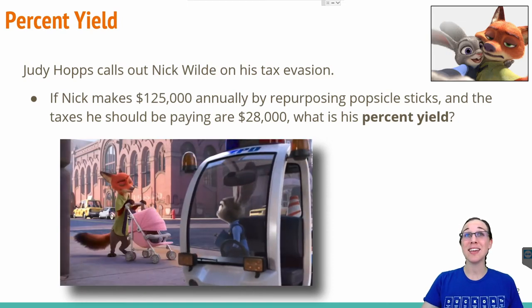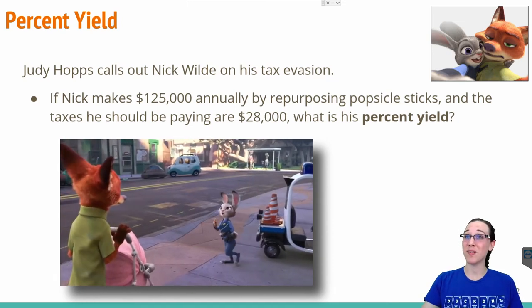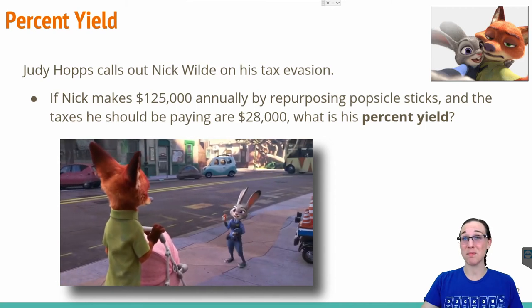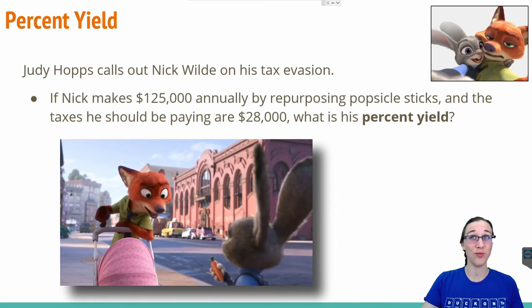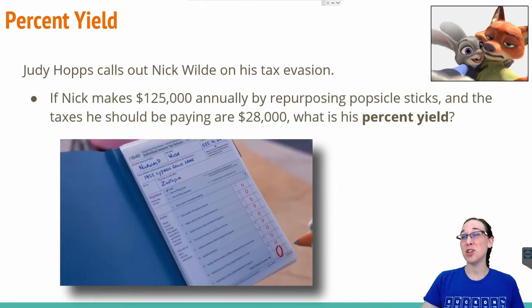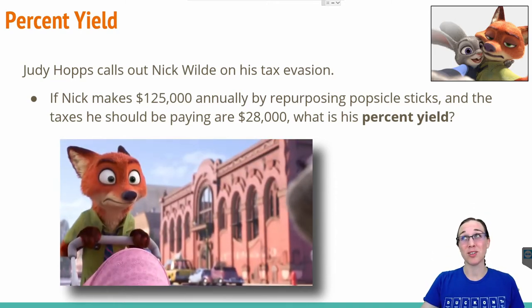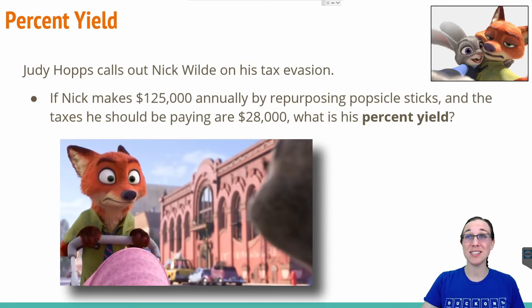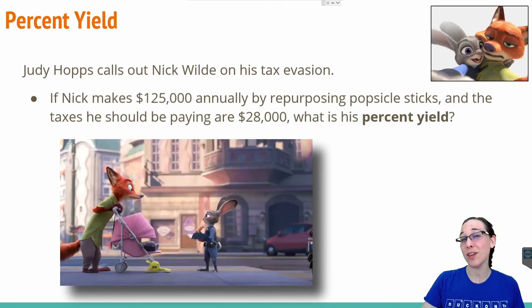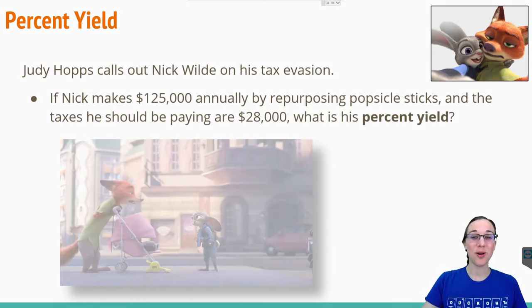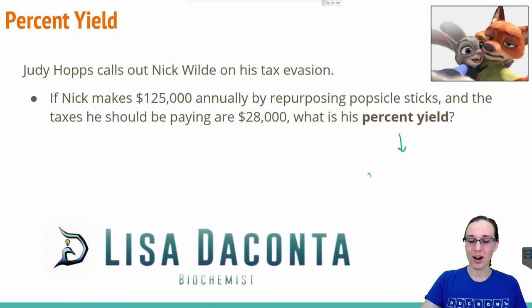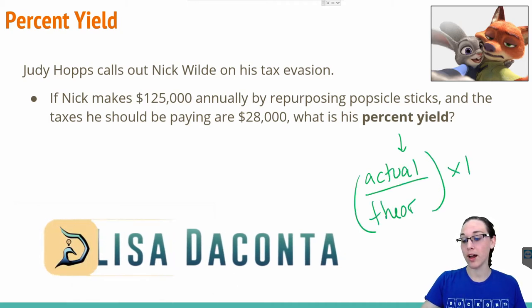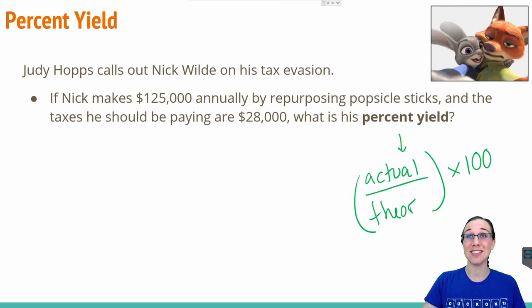So if Nick, the fox, makes $125,000 annually by repurposing popsicle sticks that he essentially gets for free, and the taxes he should be paying on said amount are $28,000, what is his percent yield if he were to actually pay his taxes? So if we recall, our percent yield equation is as follows. We have our actual over theoretical, all times 100. That is our percent yield equation.